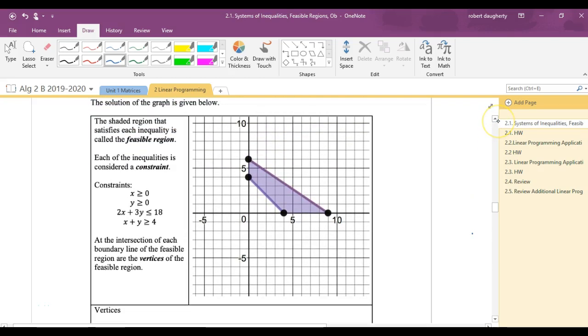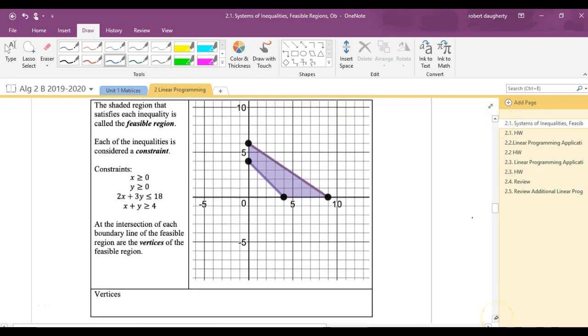Now, the other skill you're going to need is, when you look at this feasible region, you're going to need to identify each of these, which we call vertices. So this region right here that we just graphed is called the feasible region. It means that if I've got a solution, it has to be in this shaded area. And then these endpoints are the vertices.